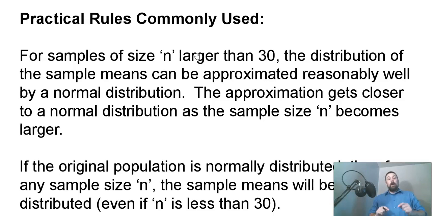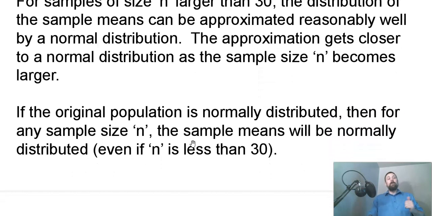If the original population had a normal distribution to begin with, then for any sample size n, the sample means will be normally distributed, even if n is less than 30. So if you know your original set of numbers had a normal distribution, then it doesn't matter what the sample size is. The distribution of the sample means will also be normal. Not just approximately. It will be a normal distribution.